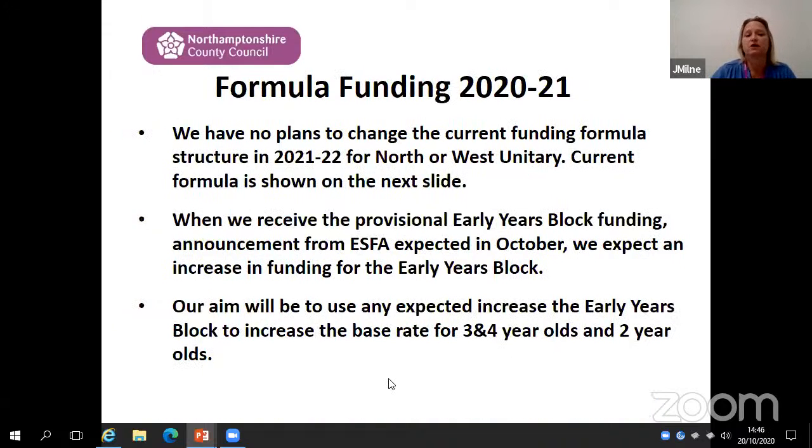Thank you. So in terms of the funding formula for 2020 to 2021, we have no plans to change. What's important to know is that there are no plans at the moment unless we receive an announcement in October of any increases. And where we can, we will pass over any increase to the base rate to the sector as originally planned last January, because we think it's really important that we passport as much as we can.